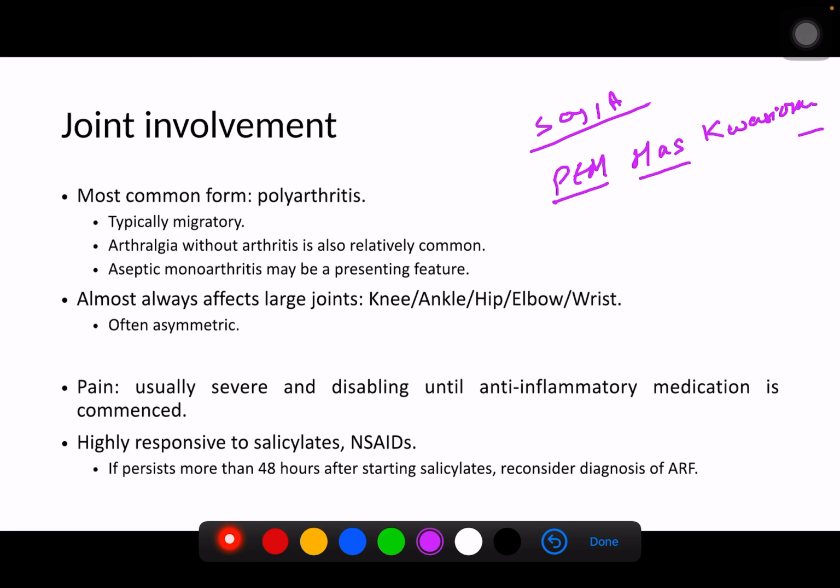So protein energy modulation has Kwashiorkor. P stands for pericarditis, pleuritis. E stands for evanescent rash. M stands for... H stands for hepatosplenomegaly.